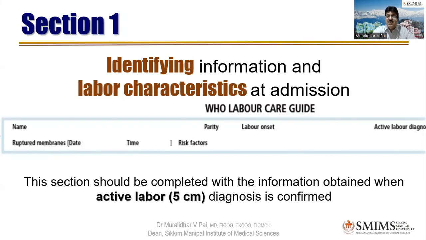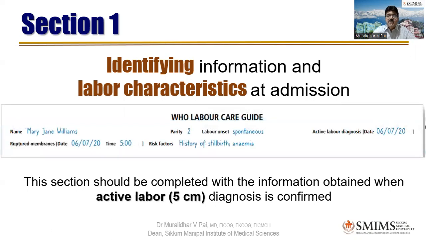This section should be completed with the information obtained when the active labor 5 centimeter diagnosis is confirmed. So you can write down the initial part, but it should be completed with the information obtained when the active labor, that is 5 centimeters, comes. Okay, so here is an example. This is straight from the WHO labor care guide. Mary Jane Williams is the name they have chosen, and we are going to follow Mary Jane only.